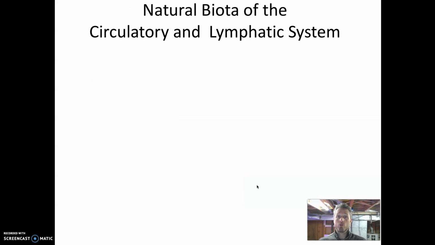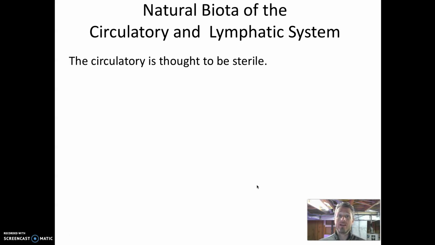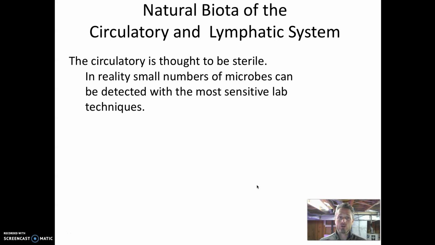What microbes do we naturally find in the circulatory and lymphatic system? So what is the natural biota? And this is a really short answer. There should be none. The circulatory system is thought to be sterile. Now, that's an oversimplification. It turns out that with modern detection techniques in laboratories, if we sample blood, we can find small numbers of microbes in the blood. But for our purposes, let's just move forward saying, in general, the blood should be sterile. In general, there are no normal microbes living in the circulatory or lymphatic systems.